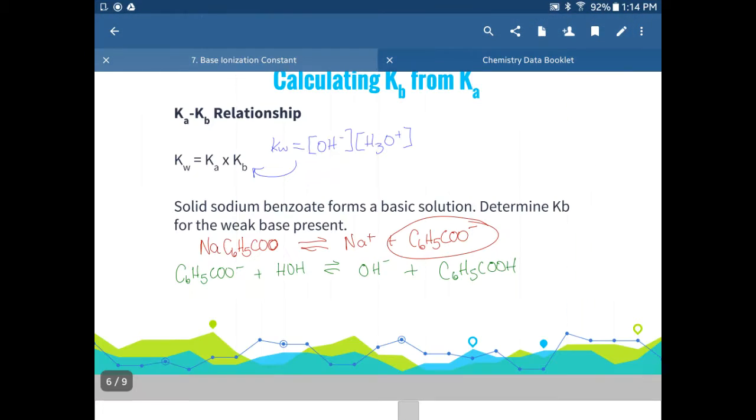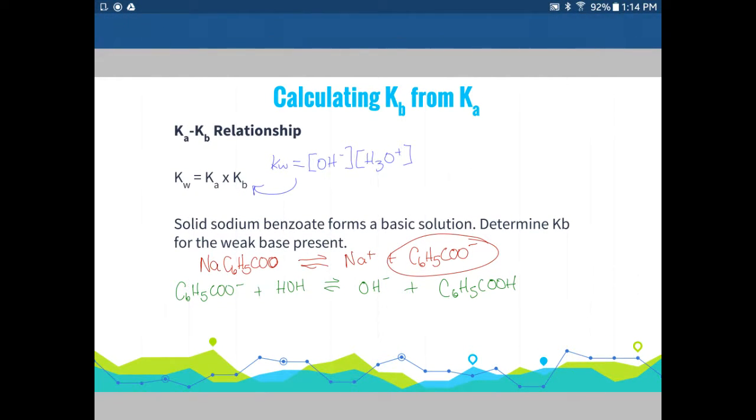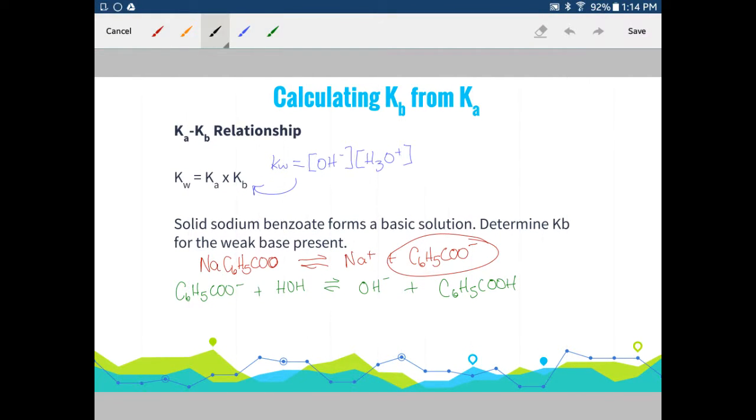So if I go back, okay, I know that my Ka for this one here is equal to 6.3 times 10 to the negative 5. So in order for me to calculate my Kb, I can rearrange this formula up here to solve for Kb. So if Kw equals Ka times Kb, then when I simplify that, Kb equals Kw divided by Ka.